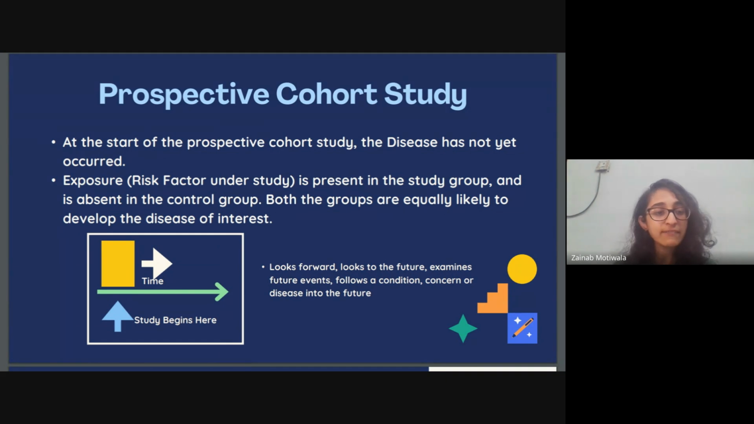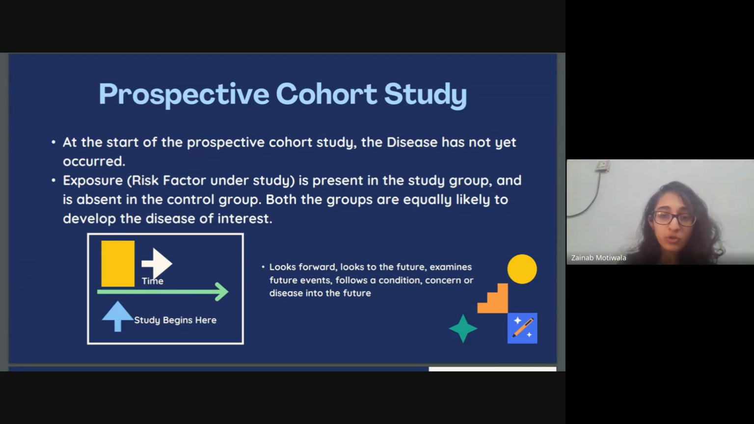Prospective is like we're going to look at events in the future. As you all can see, an arrow shows that the study begins here. Then we follow that patient for a period of time. That's why it is not only forward looking, but the actual disease happens in the future.